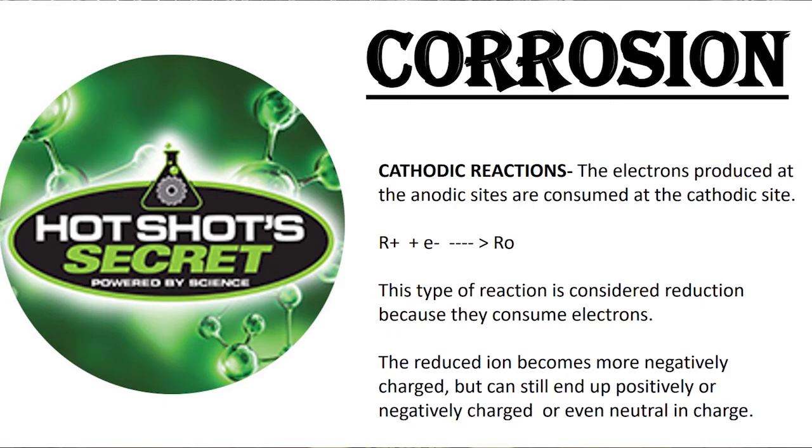Cathodic reactions: the electrons that are produced at the anodic sites are then consumed at the cathodic site. This type of reaction is considered a reduction because they consume electrons. The reduced ion becomes more negatively charged, but can still end up positively, negatively, or even neutral in charge.